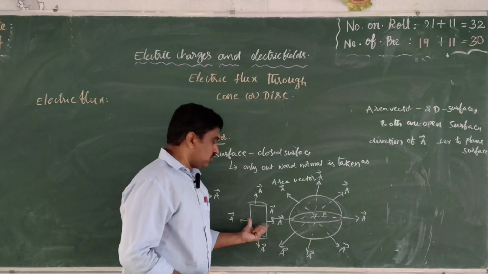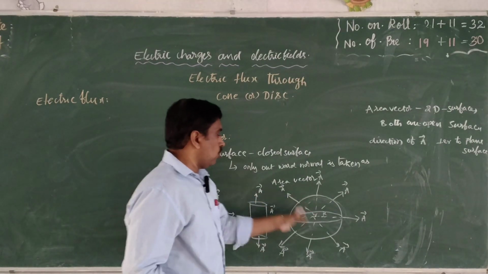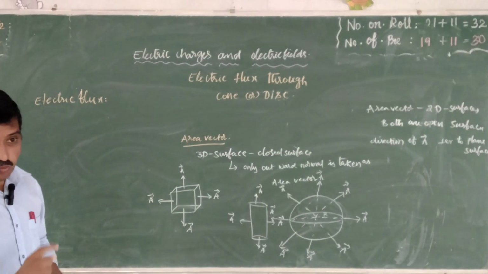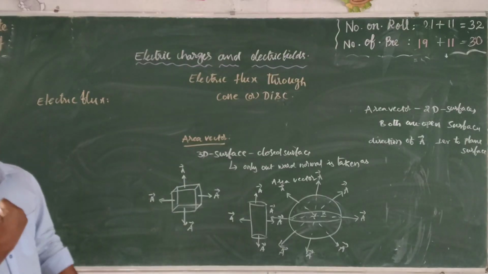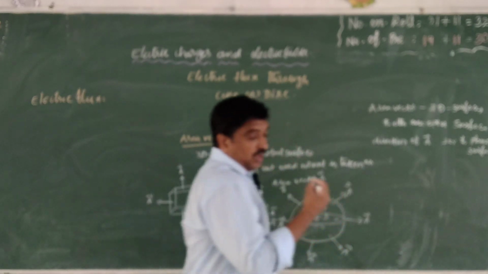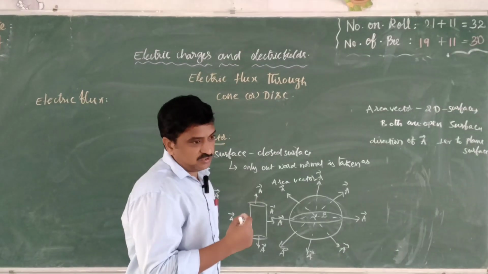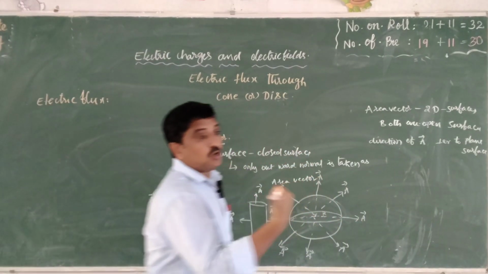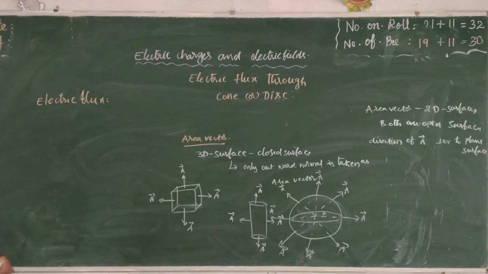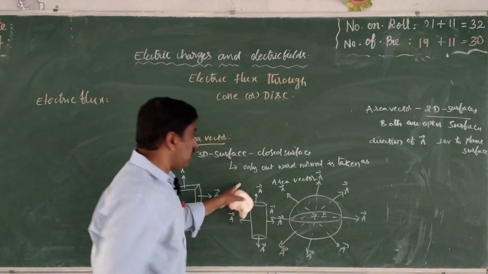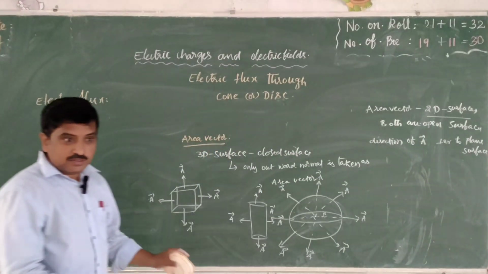This is also a closed or 3D surface, so the outward normal can be considered as the area vector. For 2D surfaces, both surfaces are open, so either the upward or downward direction. That's why we can take k or minus k, j or minus j, i or minus i. So for 2D surfaces, the area vector is upward or downward, perpendicular to the plane surface. For 3D surfaces, only the outward normal is taken as the area vector.